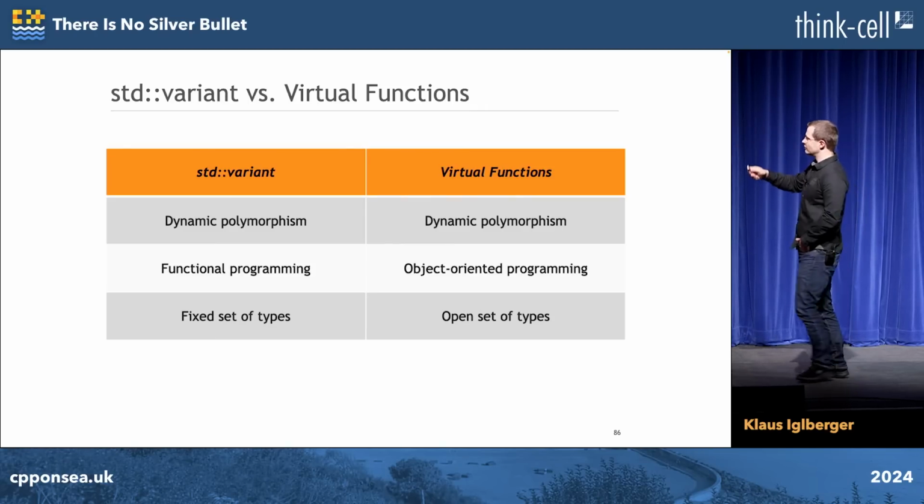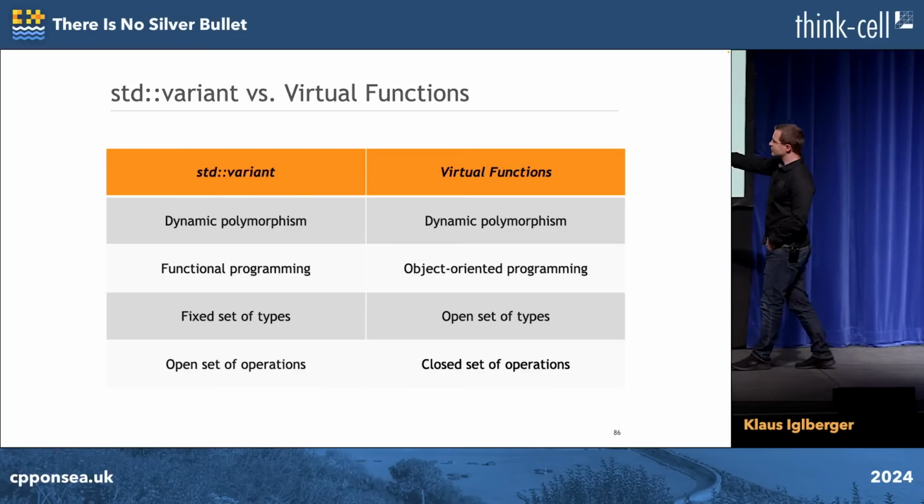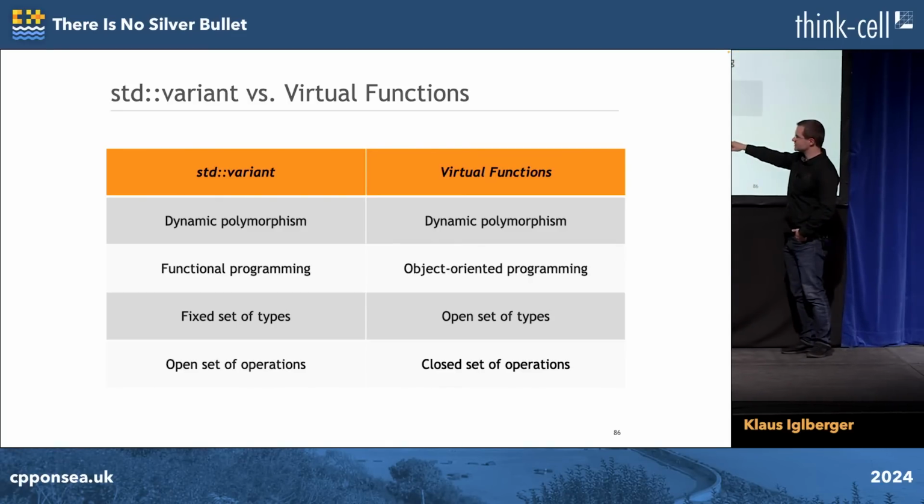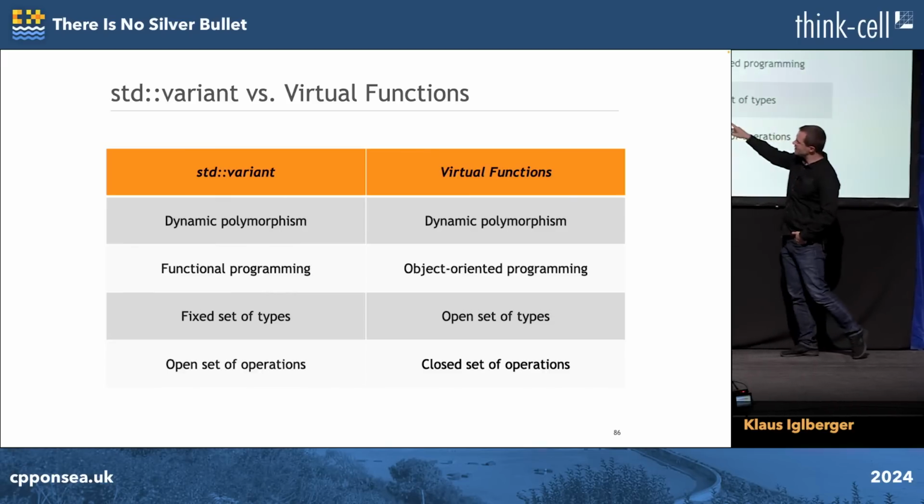But then, the other way around, standard variant has an open set of operations, whereas object-oriented programming usually has a closed set of operations. Indeed, it's kind of the opposite.